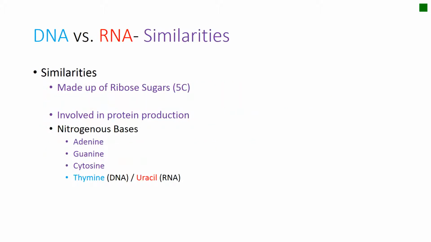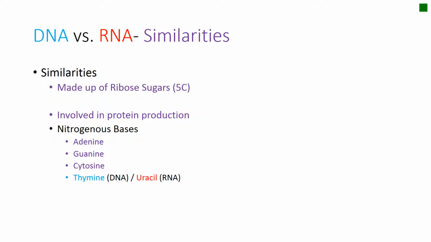Now, they do have some similarities because they're both nucleic acids, and in fact, their structures are kind of grossly similar. They're both made up of ribose sugars, and that ribose is 5 carbons long, and they are both involved in protein production. That's their whole lives. All they do is they store that info that we need to make the proteins that kind of make us. DNA holds the original instructions, and RNA helps in the production of those proteins.